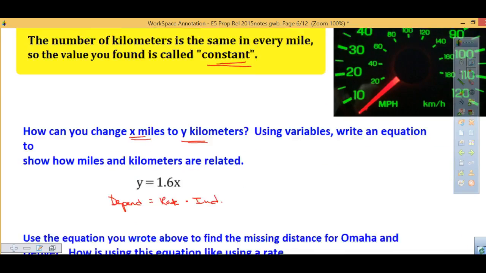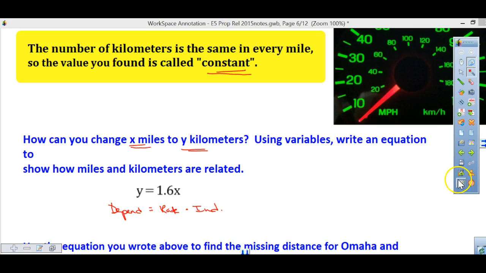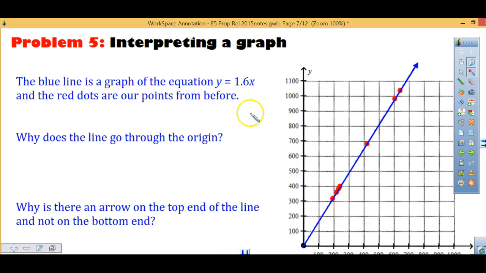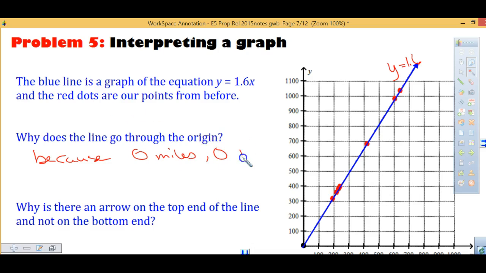So as we look at these different things, we are now going to take a look at the graph down below. And it says, as we looked at that, this was our equation, y equals 1.6x for our dots. It says, why does the line go through the origin? And if we are looking at that, the reason is because at 0 miles, we've also gone 0 kilometers.